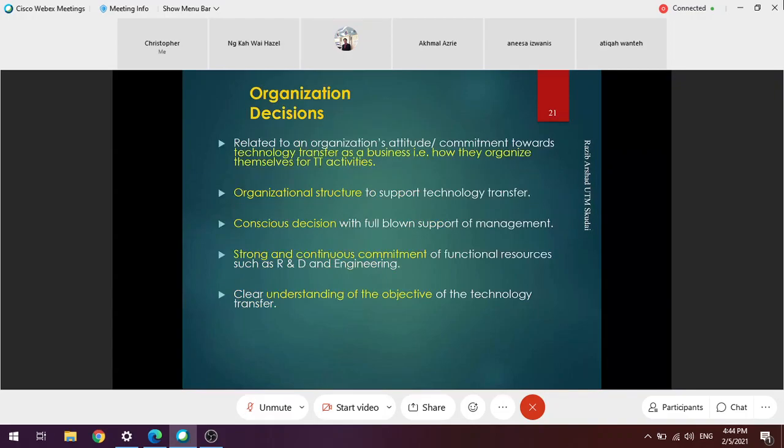So based on this organizational decision, this is the organization's attitude, the commitment of the organization. Because of technology transfer as a business, how they organize themselves for the technology transfer activities. When you plan for technology transfer to be done from the transferor's organization to the transferee's organization, you are merging their mindset, their thinking, their way of doing their job, their work, and so on.